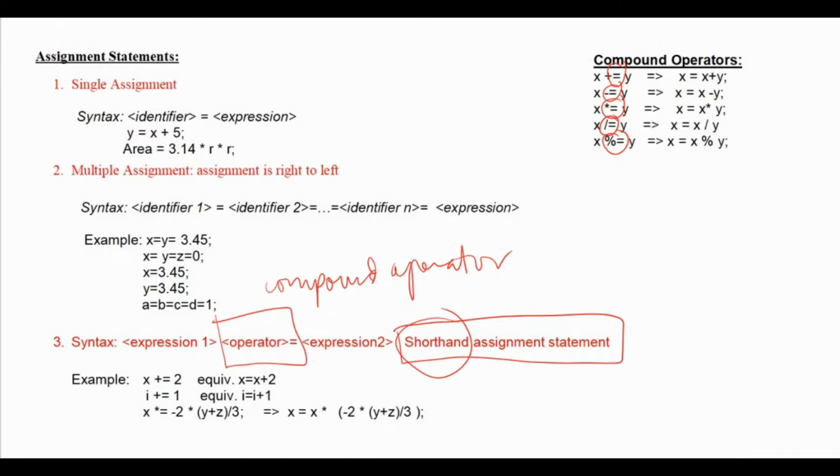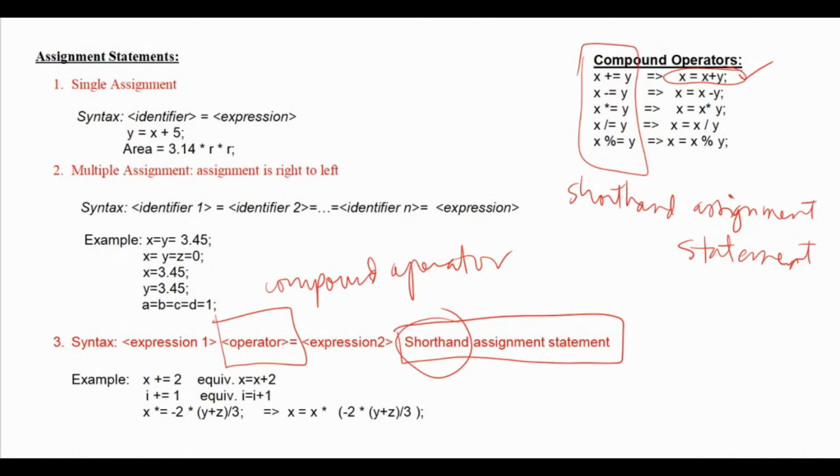Compound operators like this one, plus equals, consist of two symbols, the addition and then the assignment operator, and there must be no space in between. They are side by side, no space in between. They are adjacent to each other. And when we say x plus equals y, that is equivalent to saying x gets x plus y. So notice that we can write this into shorthand assignment statement. On the left side is our shorthand assignment statement.